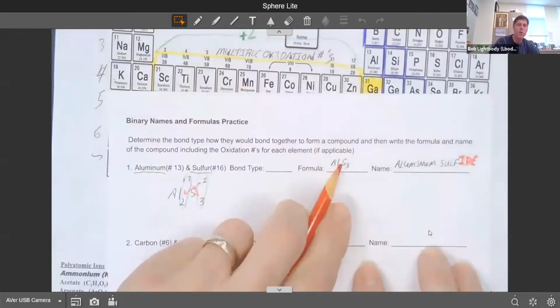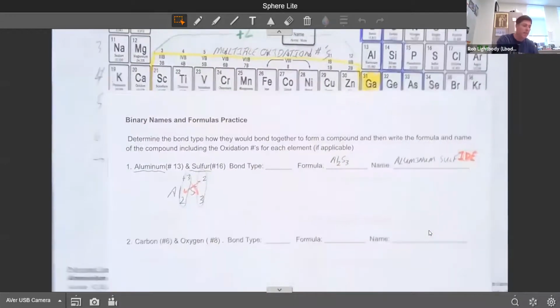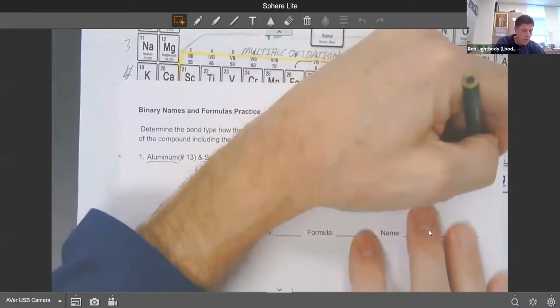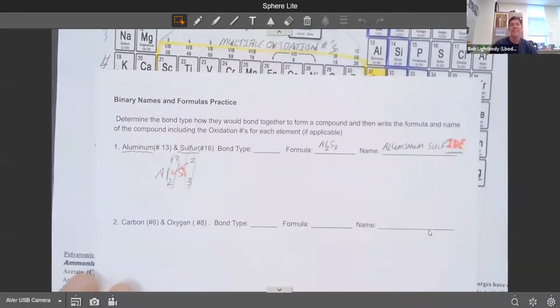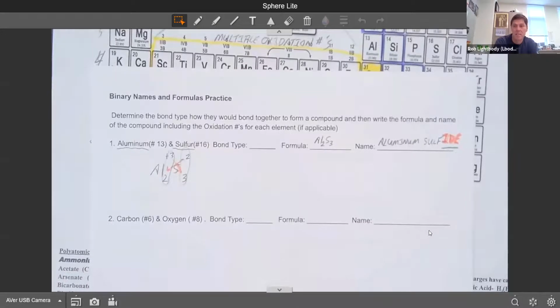So if there's only two capitals, here's the thing. If there are only two capitals present, it will always end in "ide." Always. So that's why counting is good. You can count to 2 or 3, we're golden.